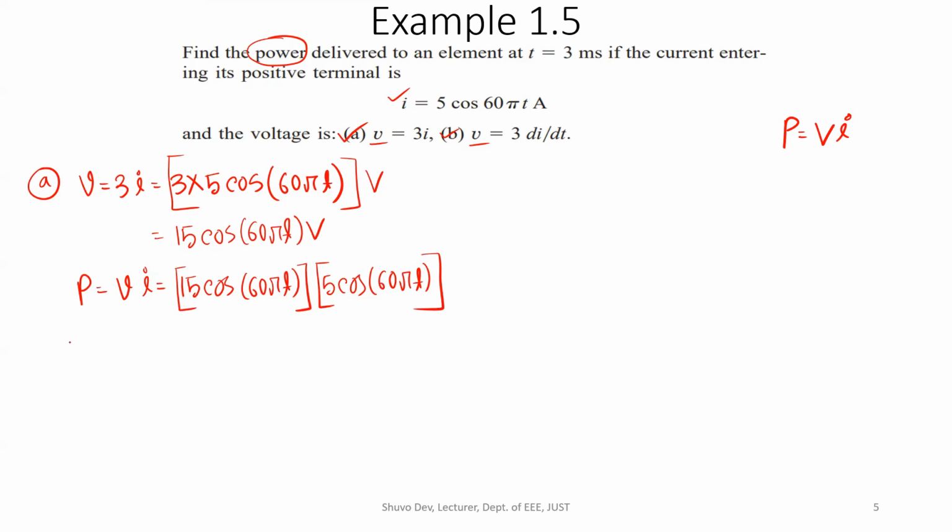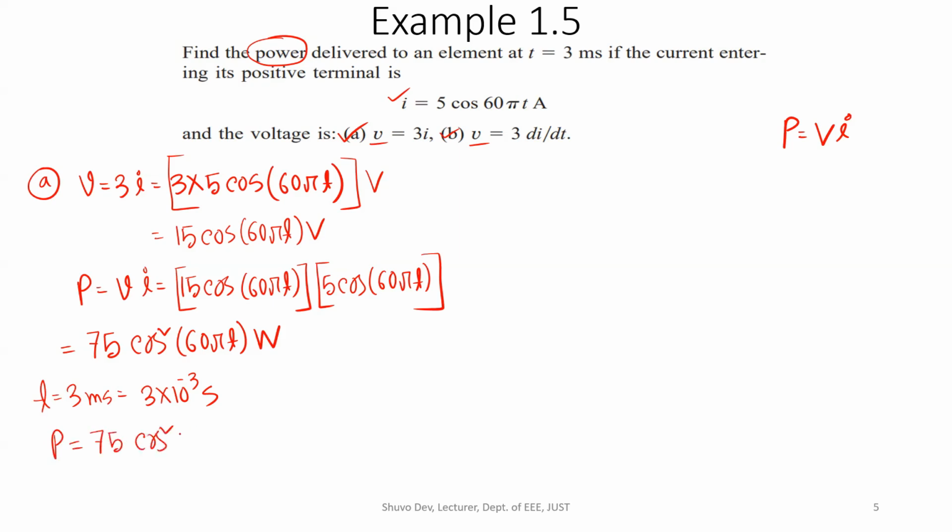So we have to multiply this. This is a very simple multiplication. 15 into 5, it will be 75. It will be cos square 60 pi t. Unit of this will be watt. So we have to find the power for 3 milliseconds. So time is equal to 3 millisecond. That means 3 into 10 to the power minus 3 second. Okay, now input the value of time in this power. P will be 75 cos square 60 into 180 into 3 into 10 to the power minus 3.